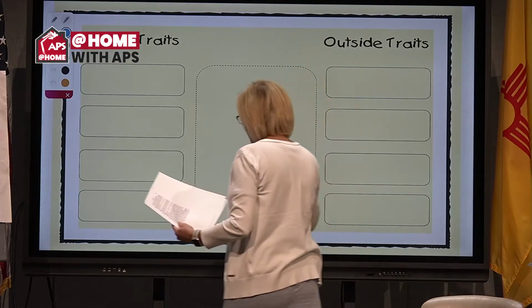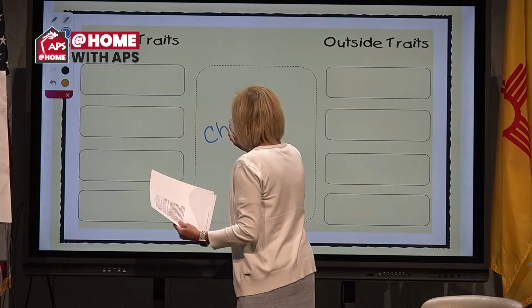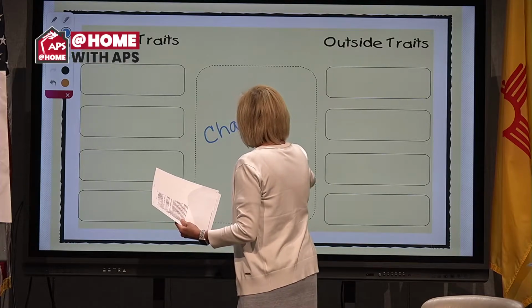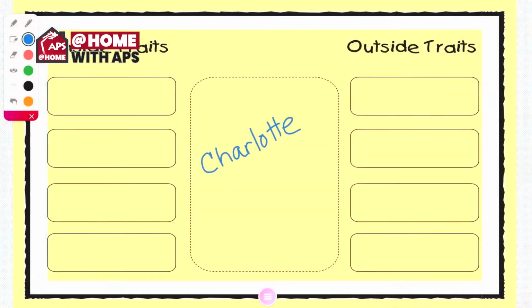So if we're going to look at, let's put our name Charlotte right here so we know we're talking about Charlotte, and you can work along with me and do this chart at home. So here we have our inside traits. What's Charlotte like inside? And then we have our outside traits. So help me fill in a chart. If you have some ideas, go ahead and write those in. So let's start with our outside traits because I think those are a little bit easier to get.